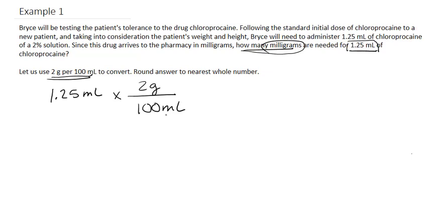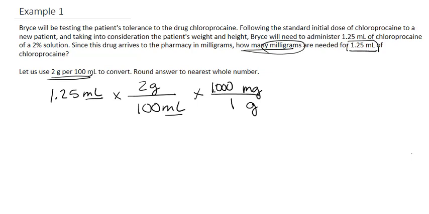Now we know we needed milliliters on the bottom in order to cross out the milliliters, as when something is on the top and on the bottom, they cancel out each other. So now we have 2 grams and 100 milliliters. Now we need to go to milligrams. So the next step would be to convert grams to milligrams. And we know from that conversion, 1 gram is equal to 1,000 milligrams.